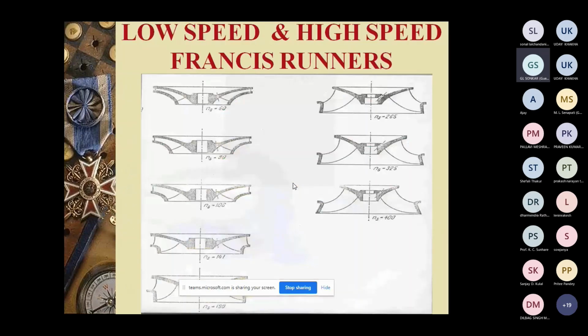Again, low speed means you have to accommodate a larger number of poles. Speed low means on the generator side you need more number of poles. There you also have a very bulky rotor.